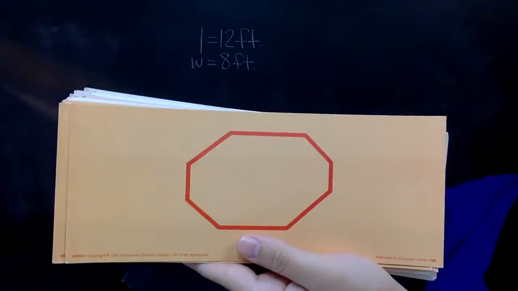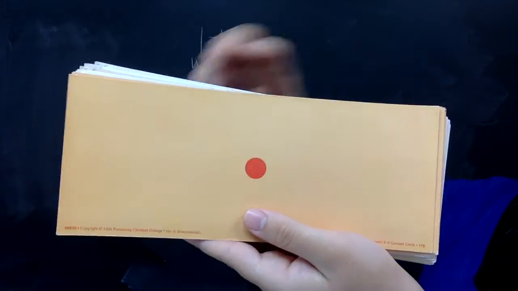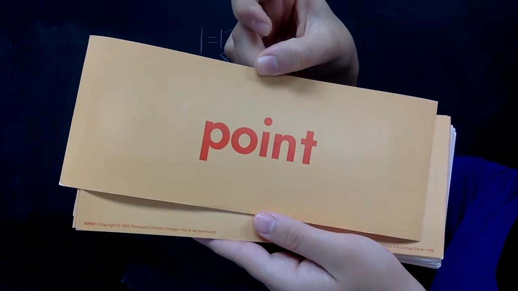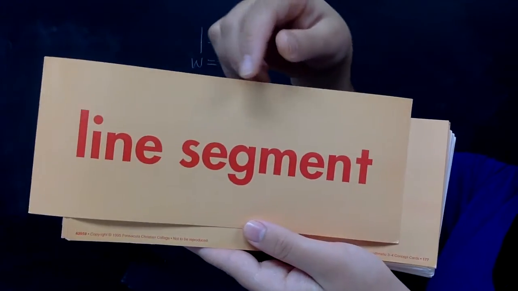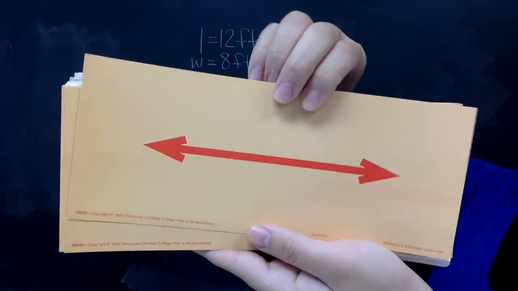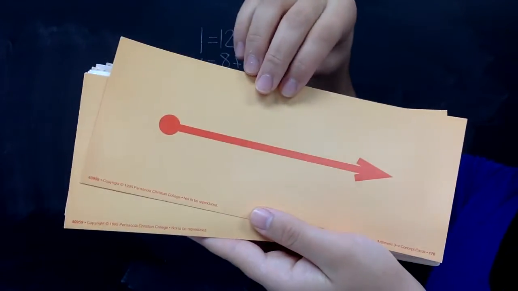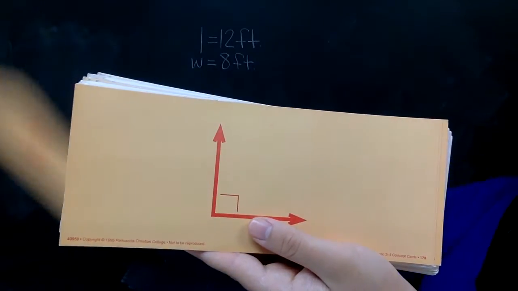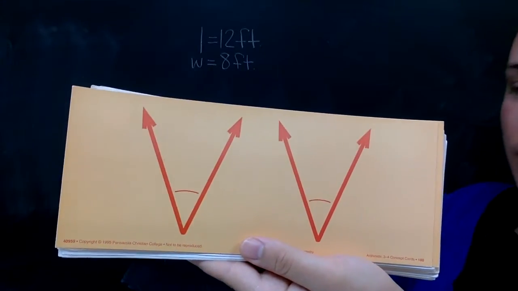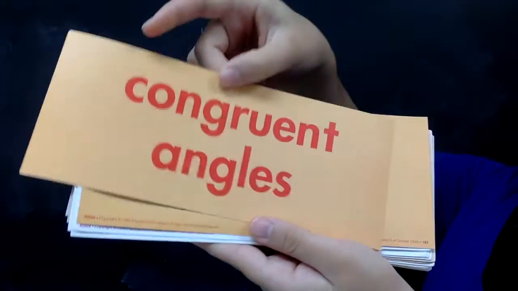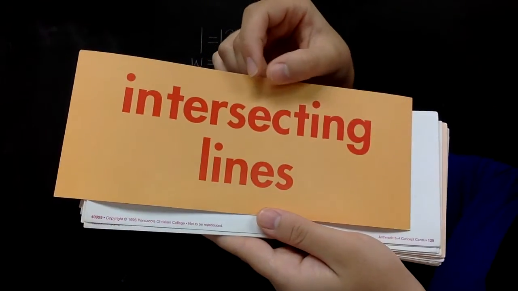Simple closed curve. Polygon. Point. Line segment. Line. Ray. Right angle. Congruent angles. Intersecting lines.